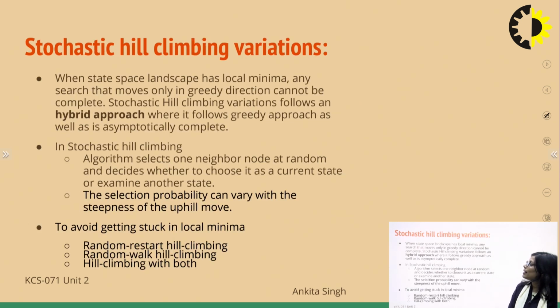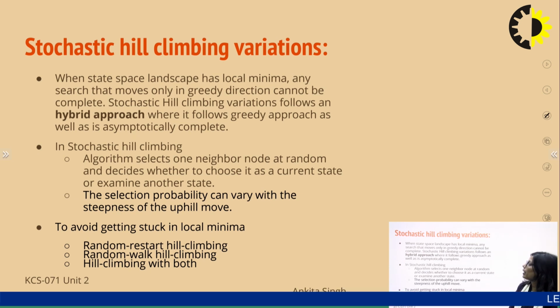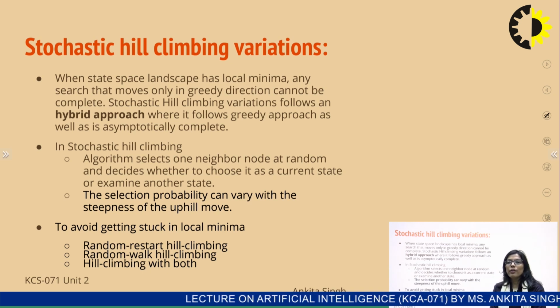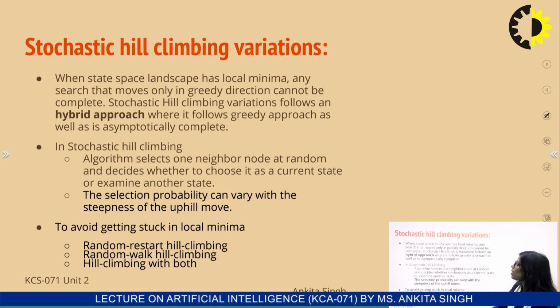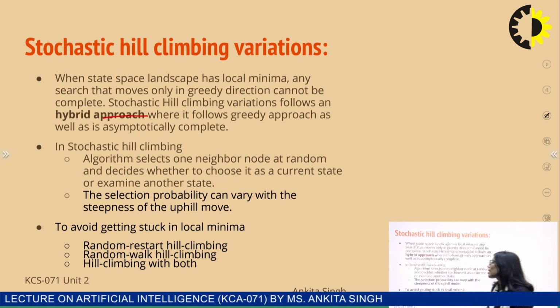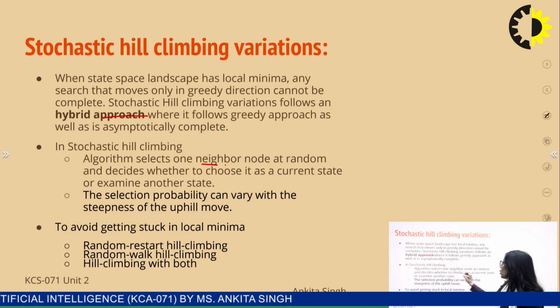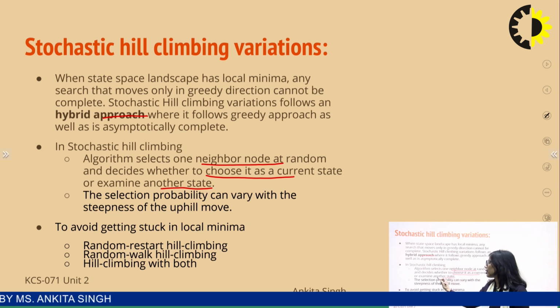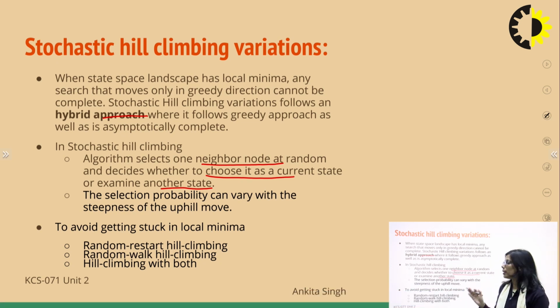Second is your stochastic hill climbing variations. When a state space landscape has local minima, any search that moves only in the greedy direction cannot be complete. In hill climbing, we are only moving to the better states. If we use that approach, it is very difficult to get a complete solution. In such cases, we use a hybrid approach. In stochastic hill climbing, we select one neighbor node at random and decide whether to choose it as the current state or examine another state. We are not choosing only the node with increasing elevation. The selection probability can vary with the steepness of the uphill move.